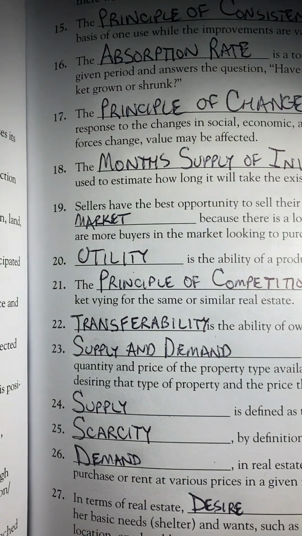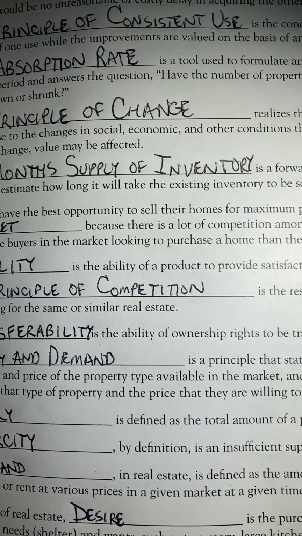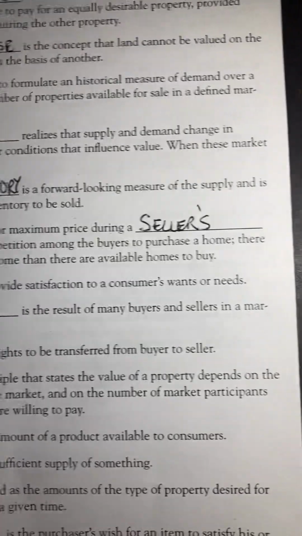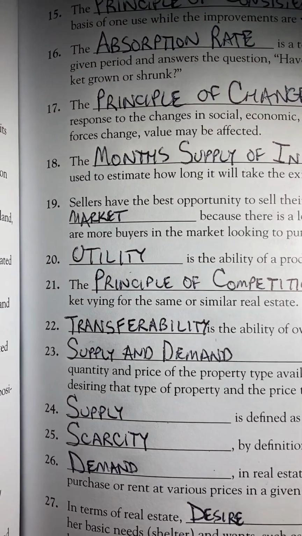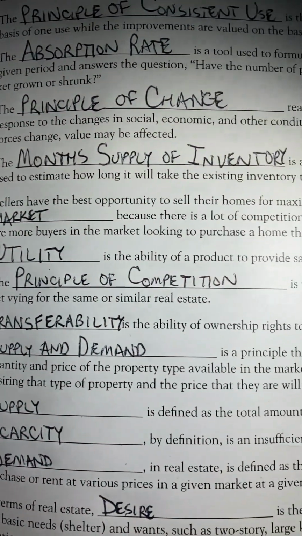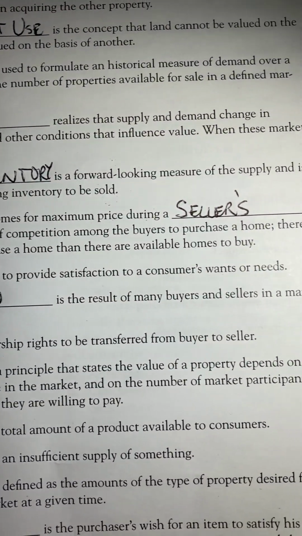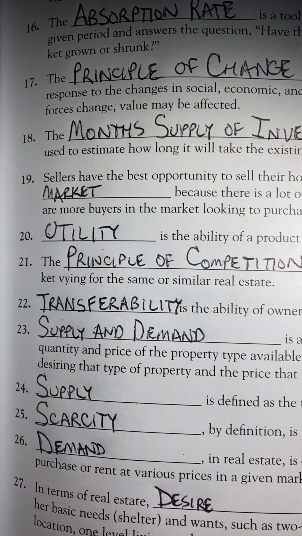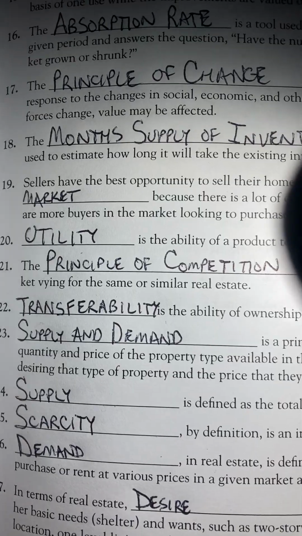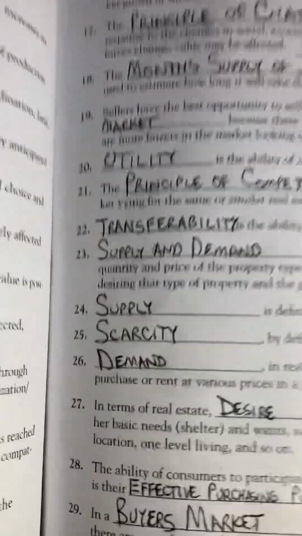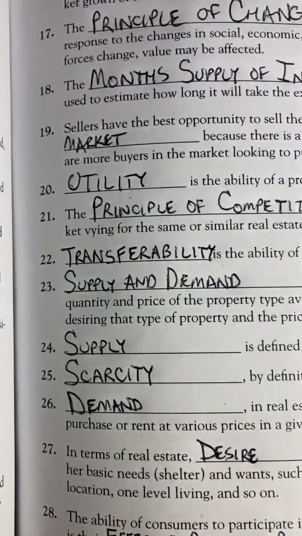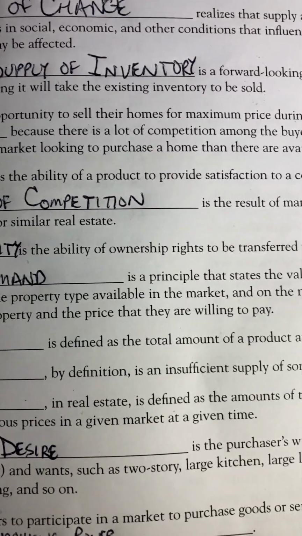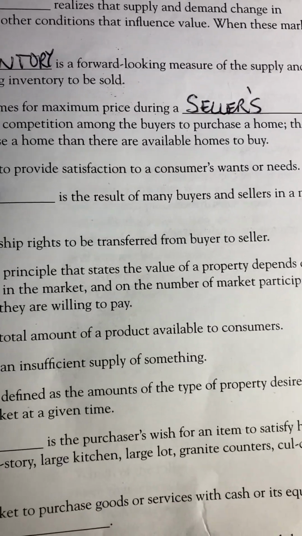Number 20, utility is the ability of a product to provide satisfaction to a consumer's wants or needs. Number 21, the principle of competition is the result of many buyers and sellers in a market vying for the same or similar real estate. Number 22, transferability is the ability of ownership rights to be transferred from buyer to seller.